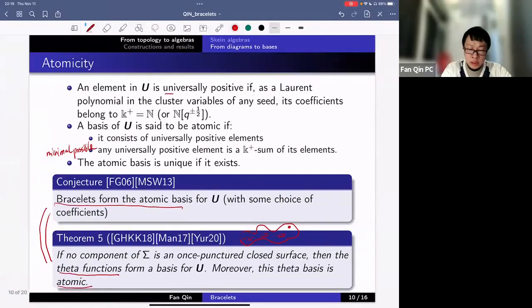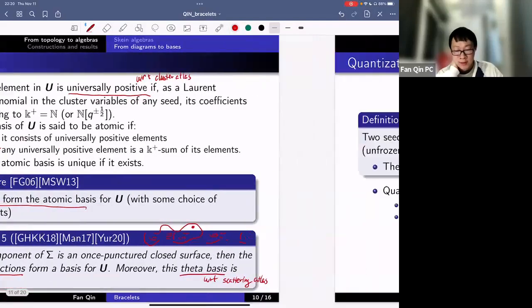Usually in cluster algebra, people want to talk about universal positivity with respect to the cluster atlas. But usually for theta functions, you know that it is atomic with respect to the scattering atlas. And if the cluster complex is not dense, these two atlases are different. So there are two different notions. We do not have counterexamples saying that it is not atomic, but we do not know how to prove it using theta functions. So it is still open in some sense.